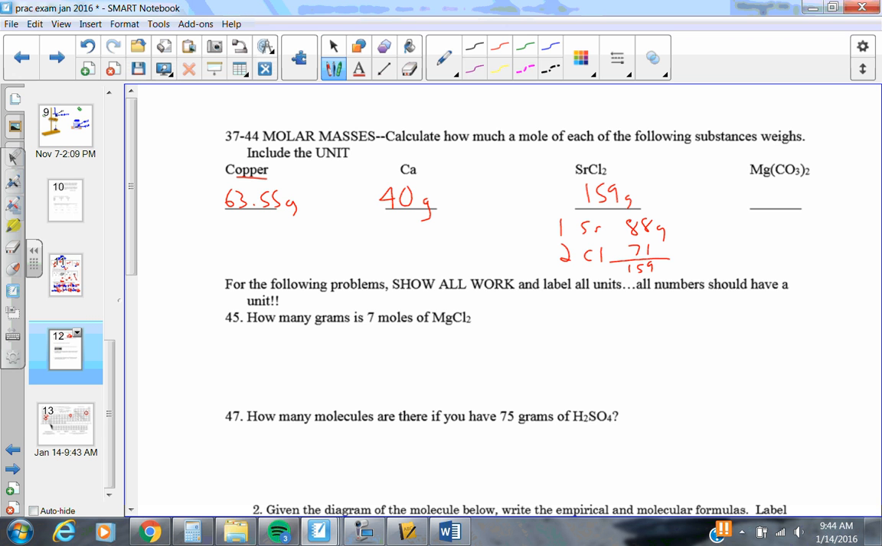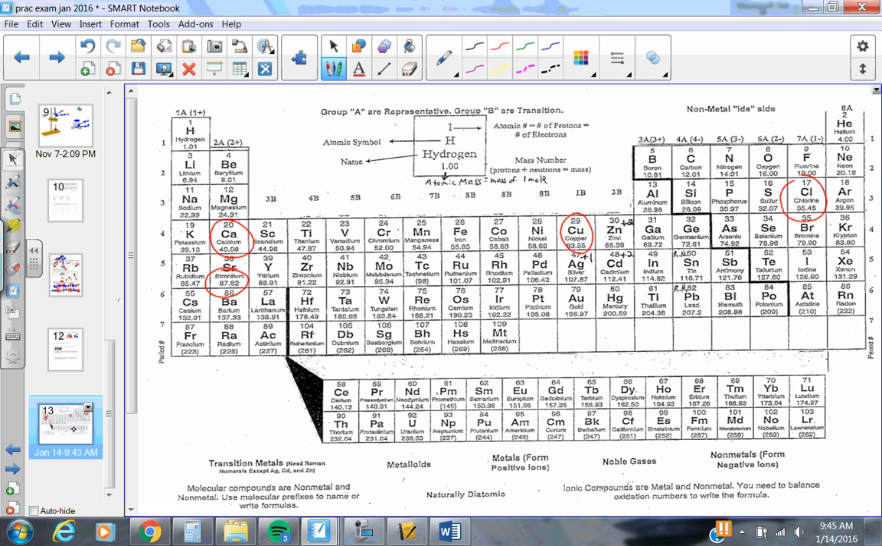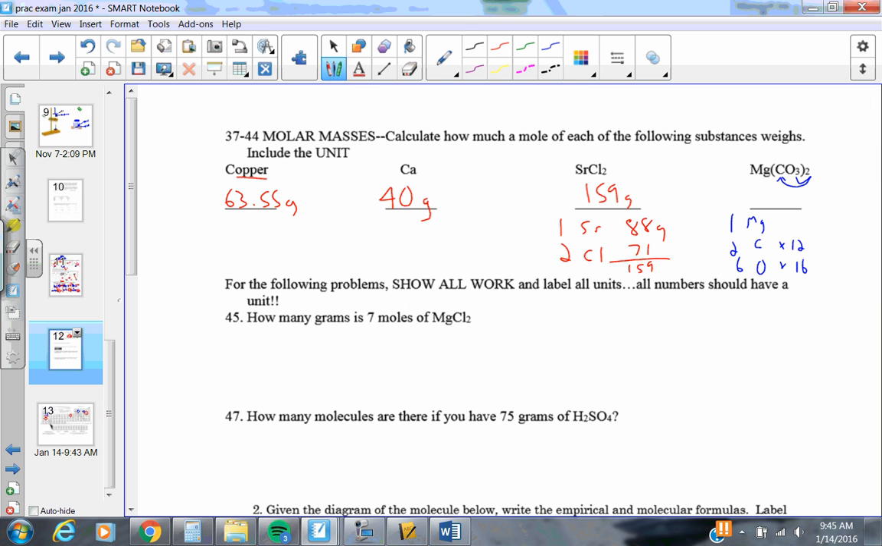The next one, magnesium carbonate, I have to add up 1 magnesium, 2 carbons, and 2 times 3 is 6 oxygens. How much does a carbon weigh? 12. How much does an oxygen weigh? 16. I got to go to the chart. Magnesium's over here, and it's 24.3. So make sure we're multiplying, because this is going to be 24.3.